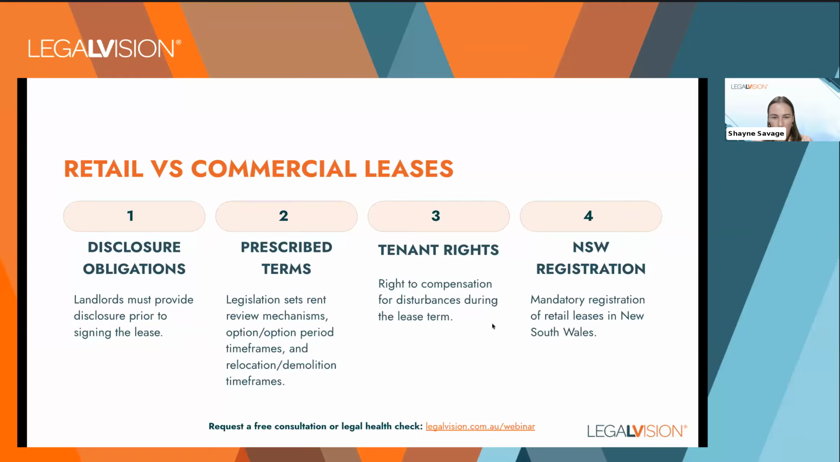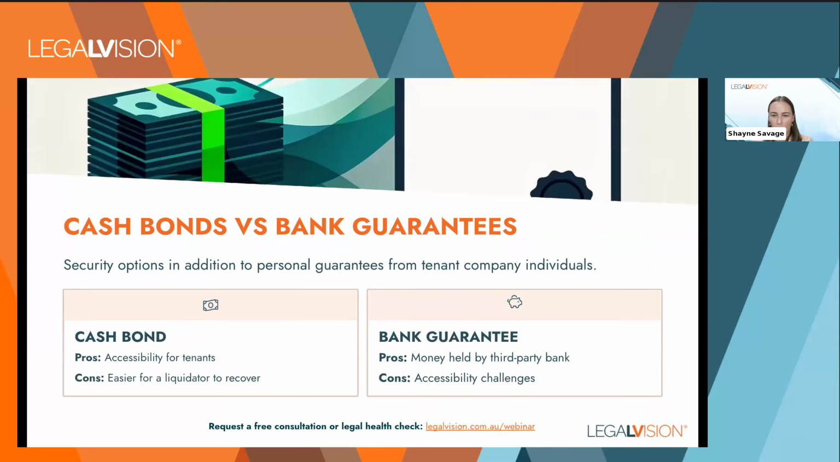So moving to security requirements, there is a common position for landlords to require a cash bond or a bank guarantee from a tenant under a lease. This security is in addition to a personal guarantee from an individual of the tenant company. There are pros and cons to each type of security. For cash bonds, a pro is that it is more accessible than a bank guarantee because it is within your possession during that lease term and you have it as cash.